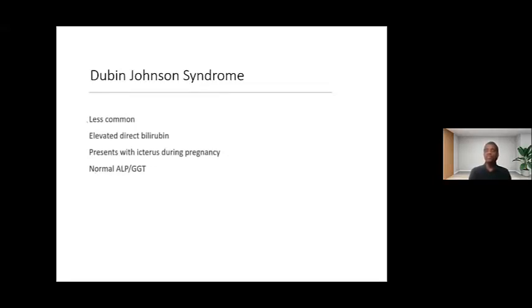So if you see a Dubin-Johnson patient who is pregnant coming with abnormally high ALP and high bilirubin level, you should at least do a scan to find out whether there is any biliary obstruction, because ALP is mostly secreted by the placenta, and it may be normal for the pregnancy.